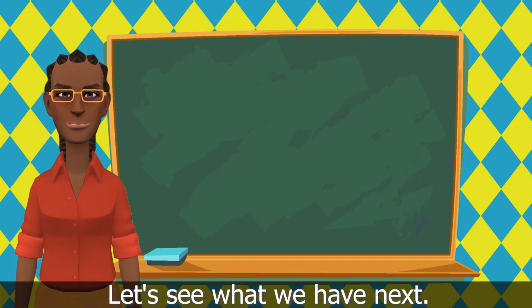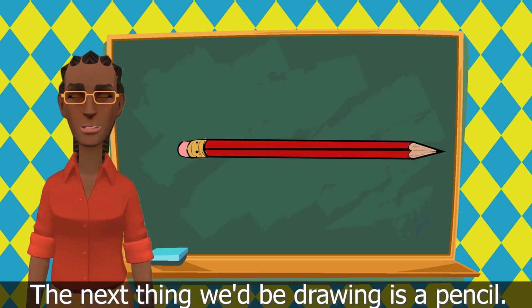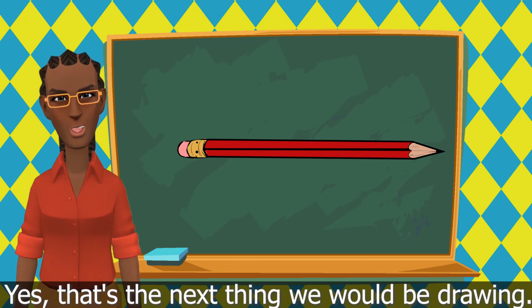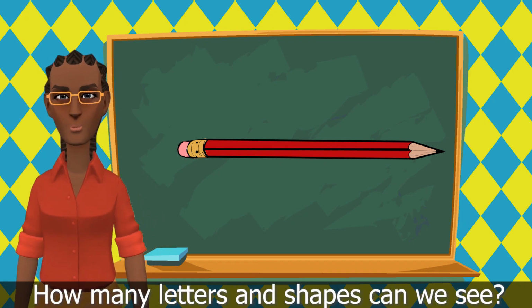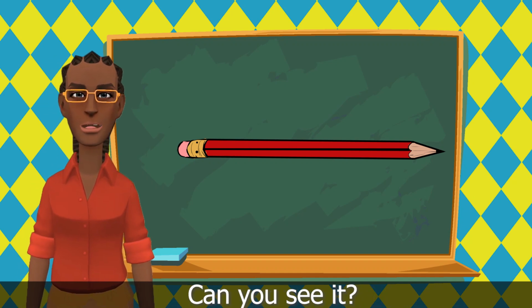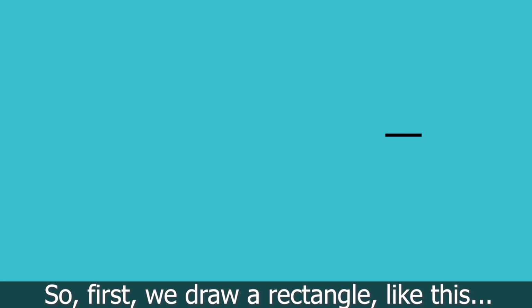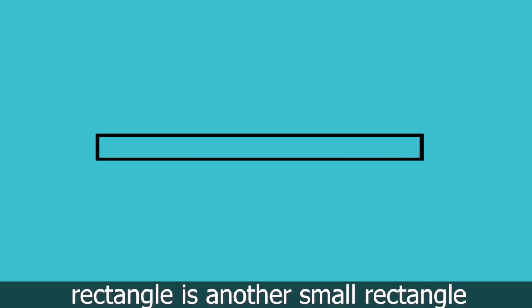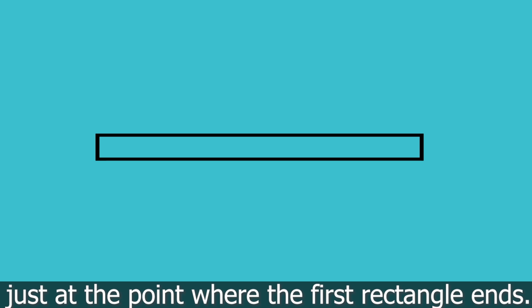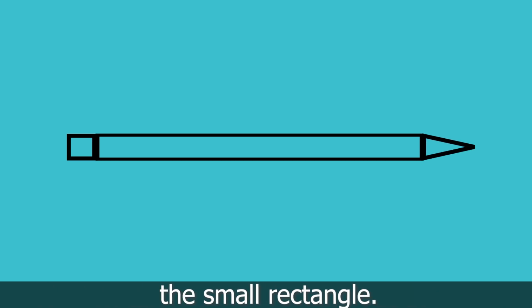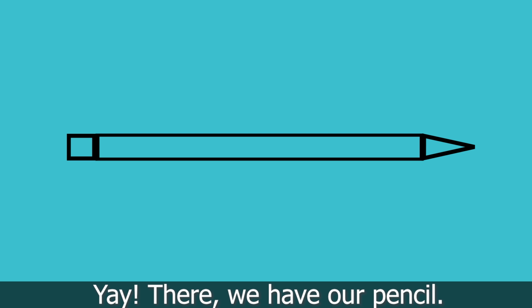Let's see what we have next. The next thing we'd be drawing is a pencil. I want everyone to raise their pencils up. Yes, that's the next thing we would be drawing. Remember our game? How many letters and shapes can we see? I see a rectangle and a triangle. Can you see it? So first, we draw a rectangle like this. The next thing we want to draw after the rectangle is another small rectangle, just at the point where the first rectangle ends. Let's take a look at the screen. Next, we draw a small triangle at the point where we just finished drawing the small rectangle. Yay! There we have our pencil.